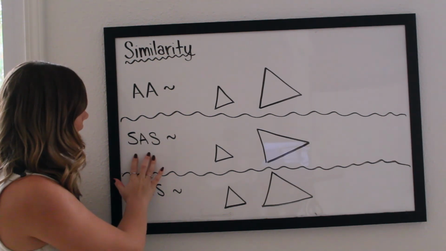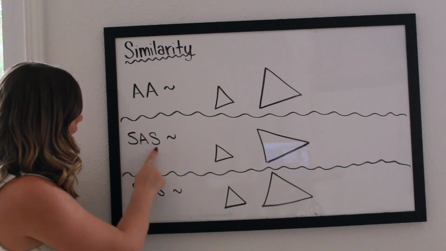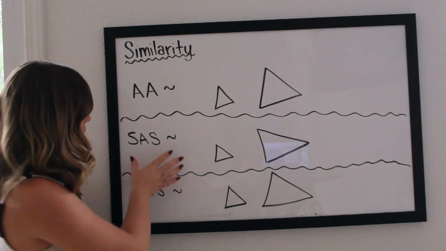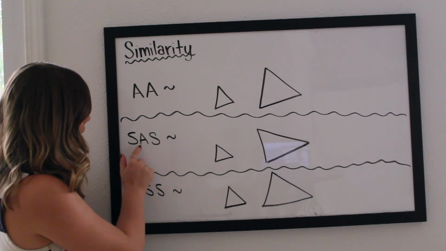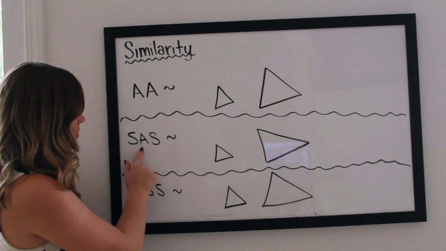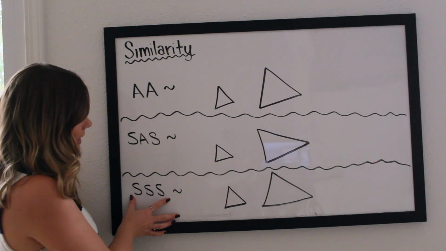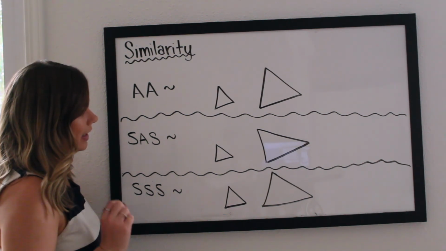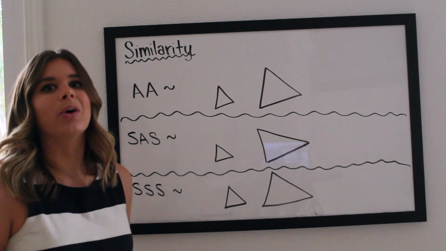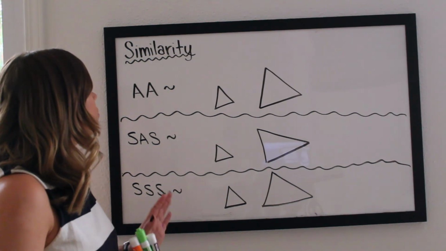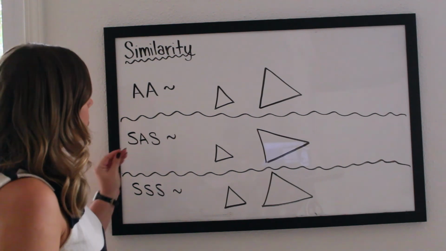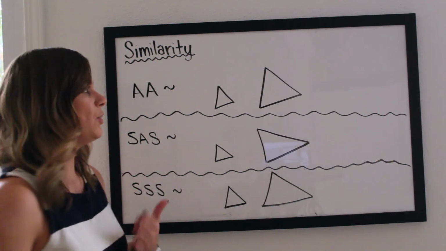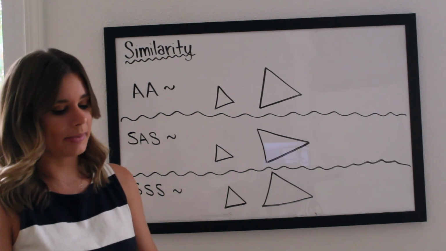Side angle side, which is a pair of proportional sides, meaning those two sides have the same scale factor, with a congruent angle in between them, and side, side, side, which states that each corresponding side length has the same scale factor or is proportional. So these are our three theorems for similarity, and I'm going to go through each one of them and give you an example of what this might look like.